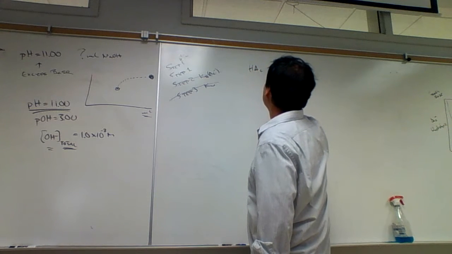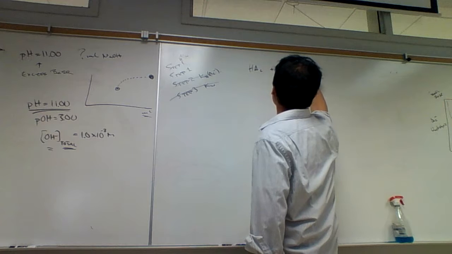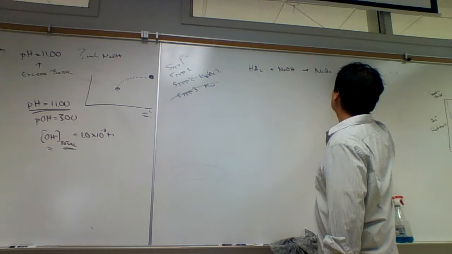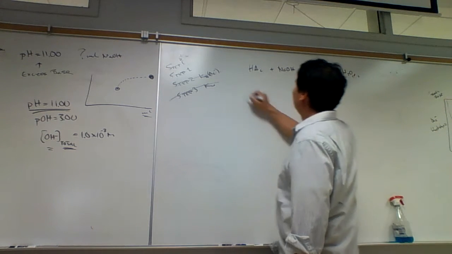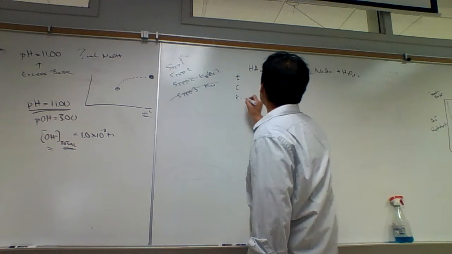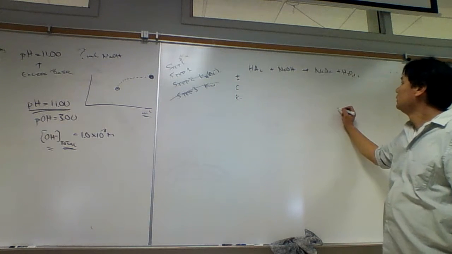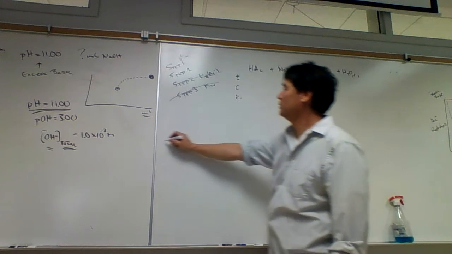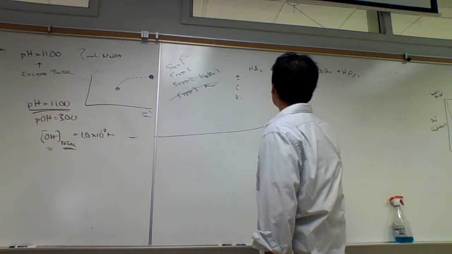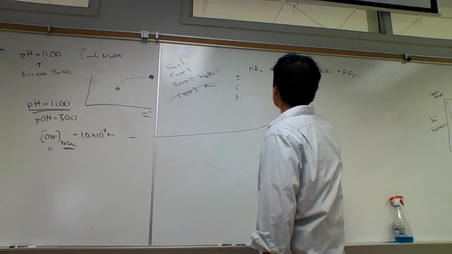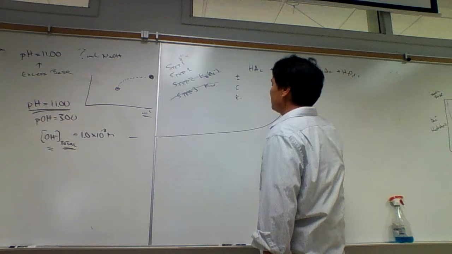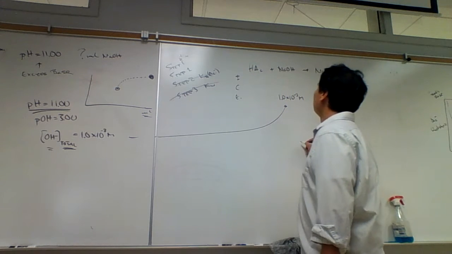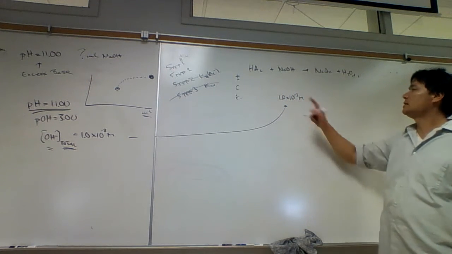And so we go to step 1, HAC plus sodium hydroxide. This is going to yield sodium acetate plus water. And we already know what the equilibrium hydroxide should be. The equilibrium hydroxide should be this. I'm going to have some excess hydroxide, or excess strong base remaining, 1.0 times 10 to the minus 3 molar. That's how much I'm going to have remaining.